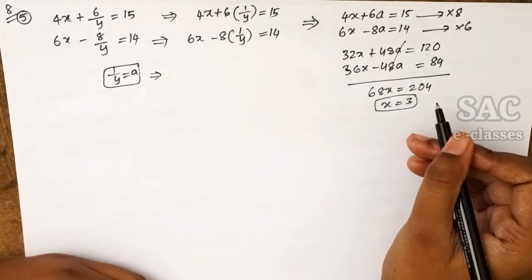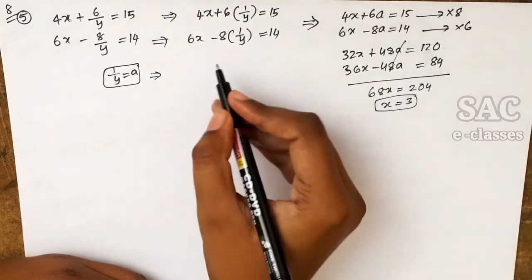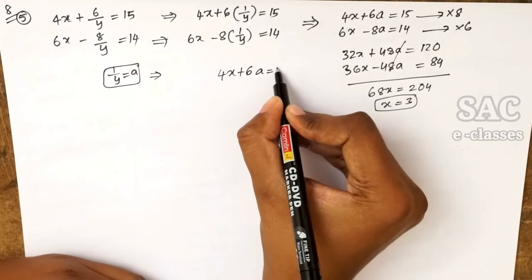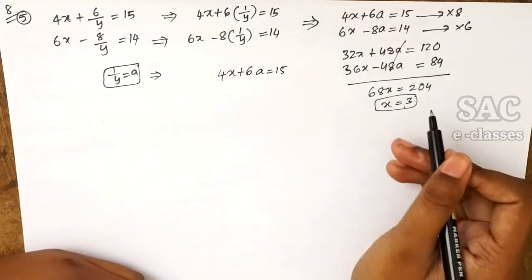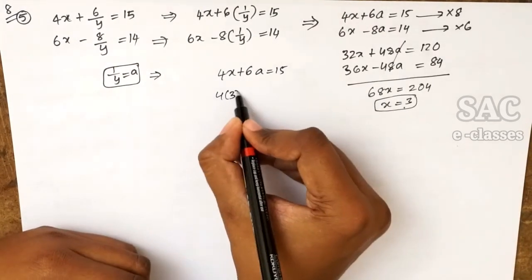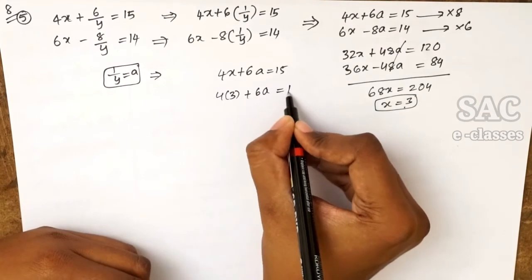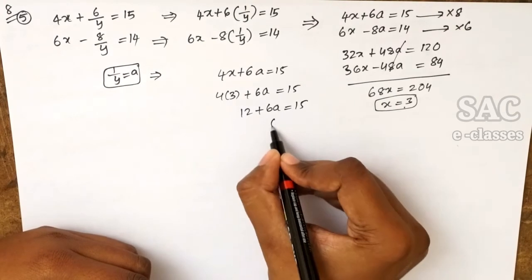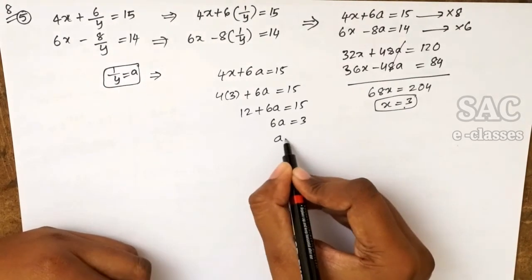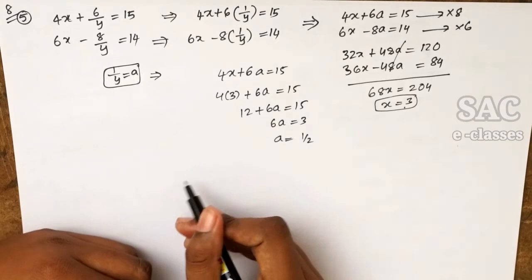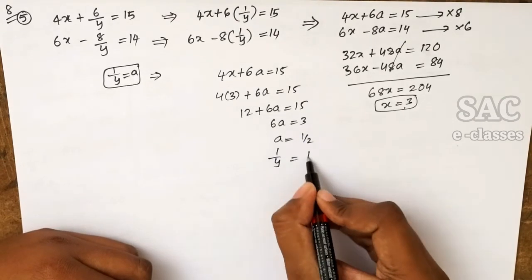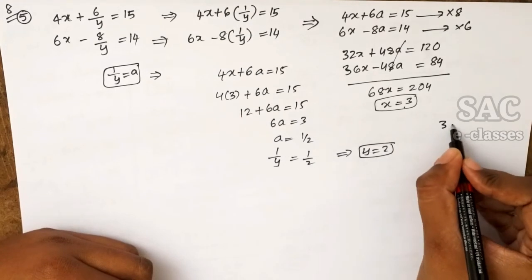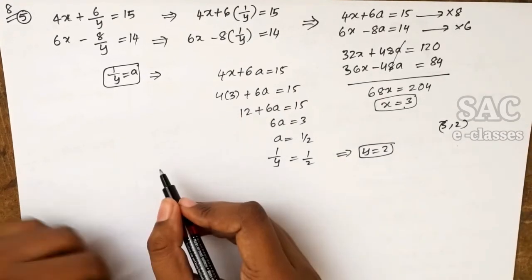If x is 3, simply you can simplify the equation 1, 4x plus 6a is equal to 15, by substituting the x value is 3. 4 into 3 plus 6a equal to 15. 12 plus 6a is equal to 15, where 6a is equal to 3, where a is equal to 1 by 2. A means we know that it is 1 by y, then obviously y value is equal to 2. The solution of x comma y in this situation is 3 comma 2.